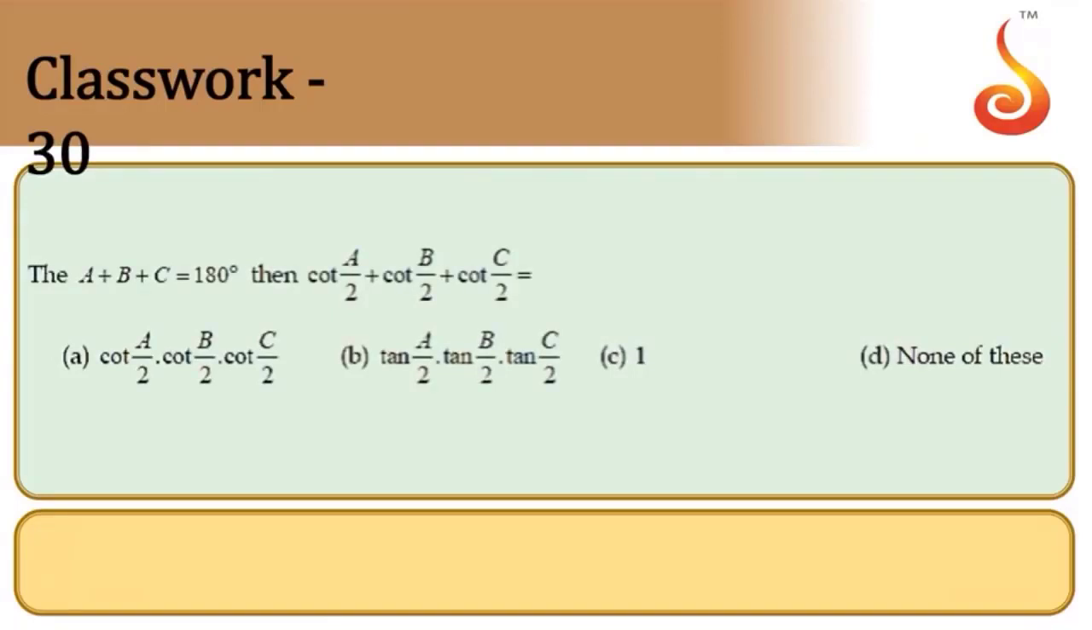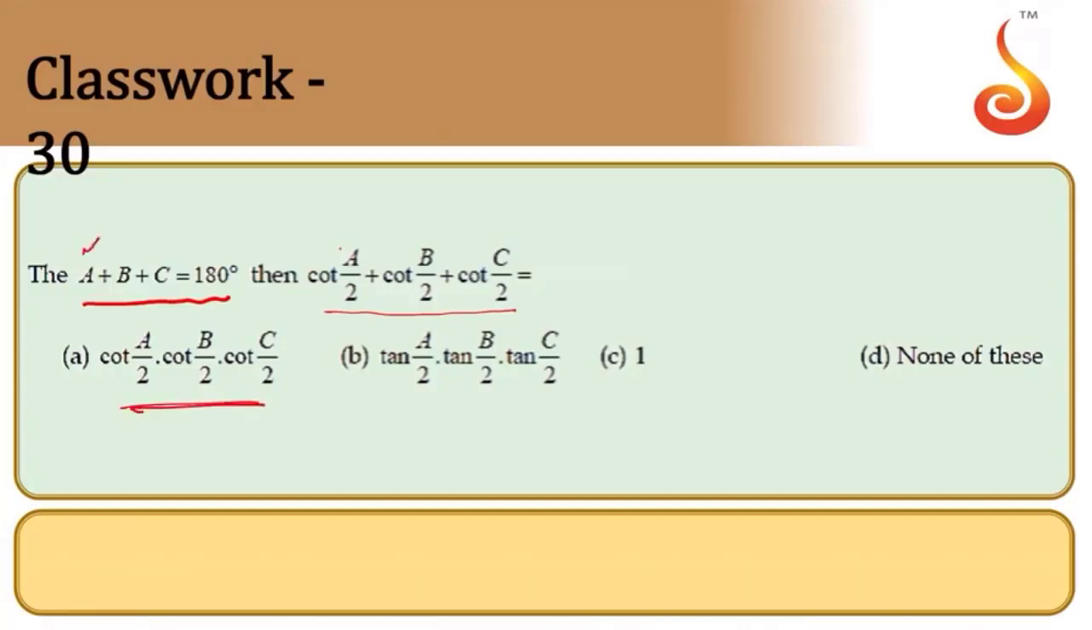So, let me consider this, a standard one: A plus B plus C is equal to 180 degrees. We have an identity that tan A plus tan B plus tan C is equal to tan A tan B tan C. But if I take half of it, it is 90 degrees. Therefore, I say cot A by 2 plus cot B by 2 plus cot C by 2 equals cot A by 2 into cot B by 2 into cot C by 2.